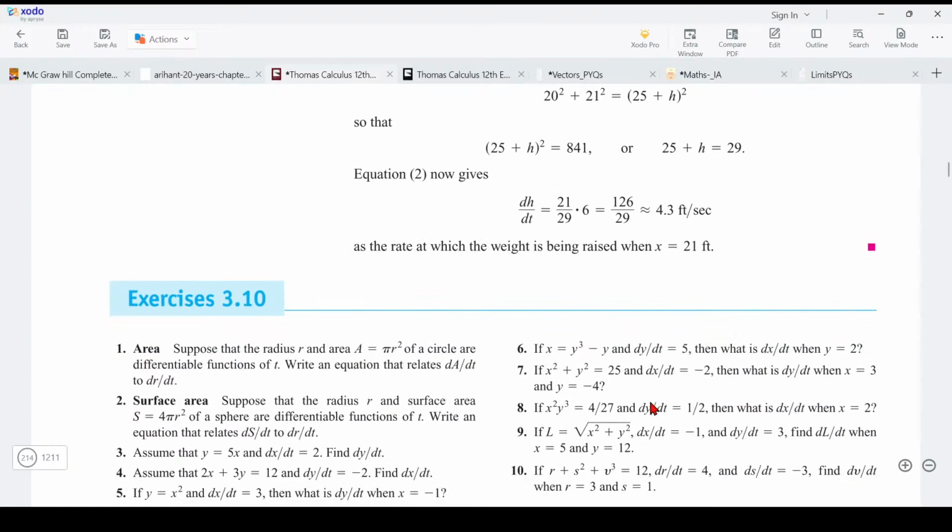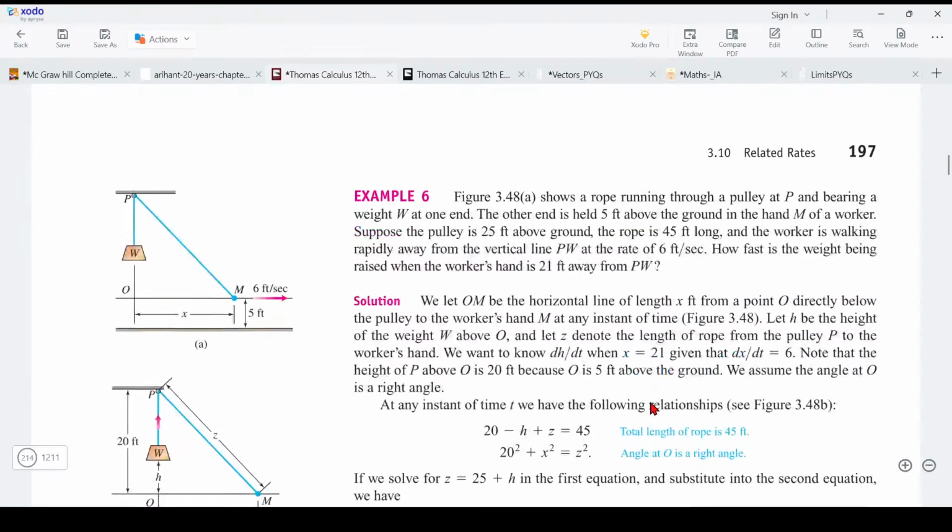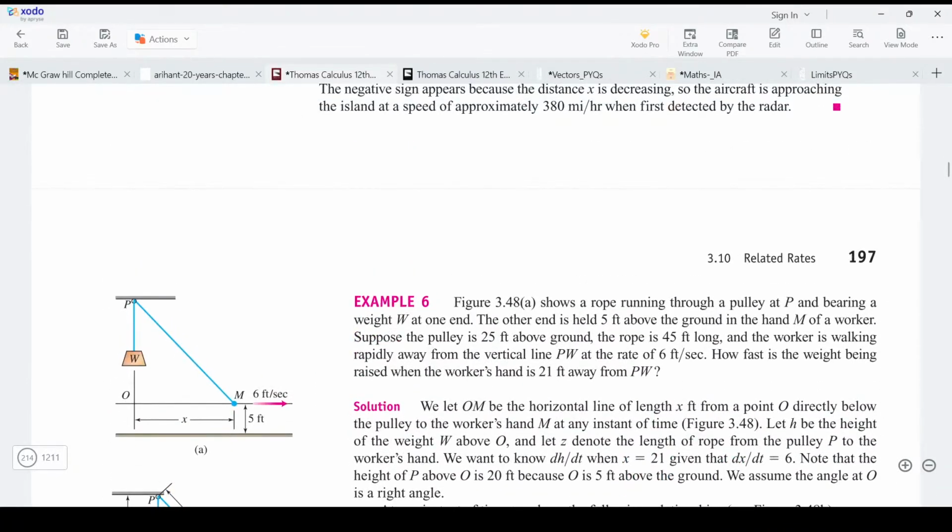Your book is there, no? Either your handbook or this thing. You try to finish up those, then we'll move to the JEE questions. First I want to cover the topics, and then I want to move to the JEE problems.